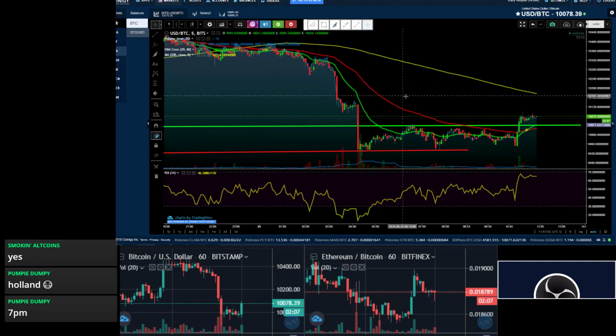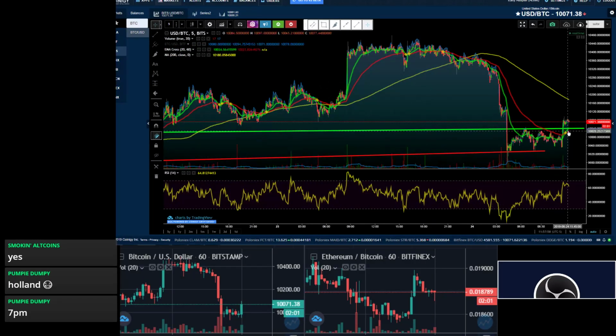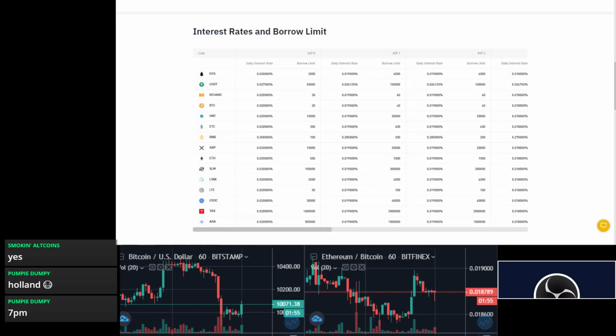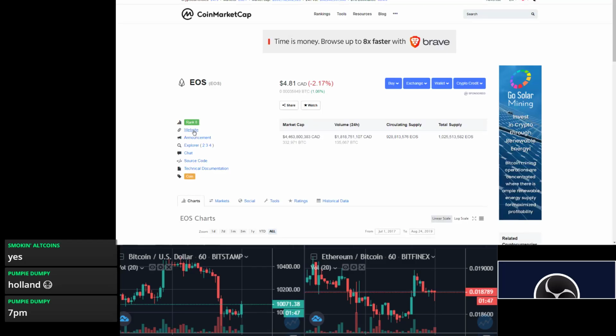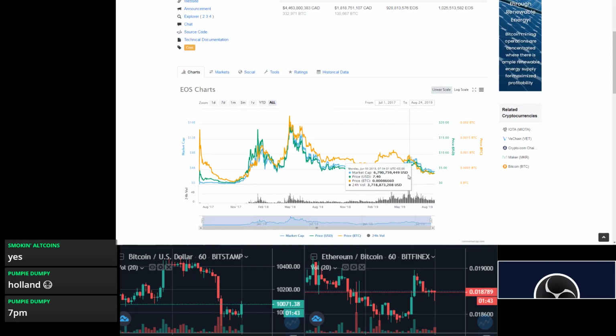A quick look at Bitcoin bounced out of these ranges right here. We got Bart Simpson after Bart Simpson going on like an S-curve racetrack going on here. So EOS, let's start at the top and work our way down and then close these as we find out information. So EOS, I want to go to the social and take a look at what's going on.